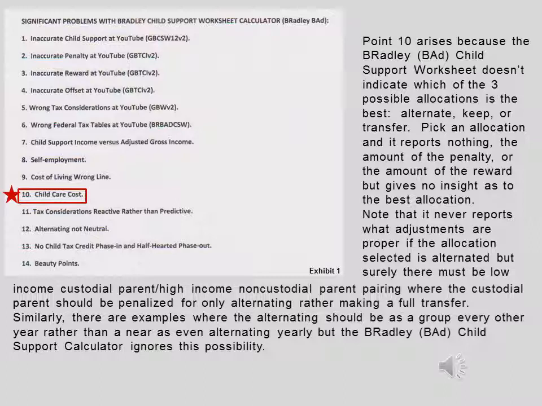Note that it never reports what adjustments are proper if the allocation selected is alternated, but surely there must be a low-income custodial parent, high-income non-custodial parent pairing, where the custodial parent should be penalized for only alternating rather than making a full transfer. Similarly, there are examples where the alternating should be as a group every other year rather than as near as even alternating yearly. But the Bradley bad child support calculator ignores this possibility.